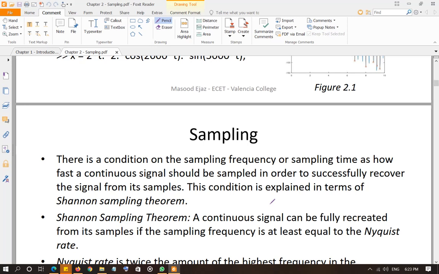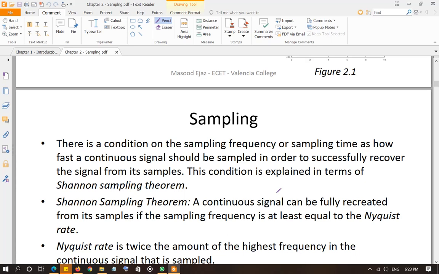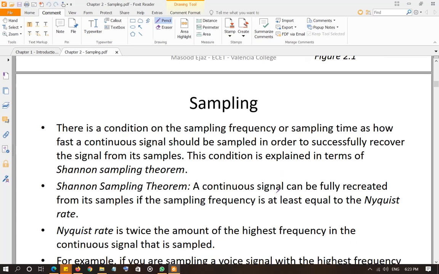So if a signal is sampled at least with the Nyquist rate, you can theoretically recover the signal. We will see shortly the theoretical and practical aspect. But if it is sampled with a rate less than the Nyquist rate, you cannot recover the signal because there is a noise called aliasing noise that interferes with the samples and destroys the shape of the signal. So we will see that shortly. So remember, Nyquist rate is twice the amount of the highest frequency in the time domain signal.